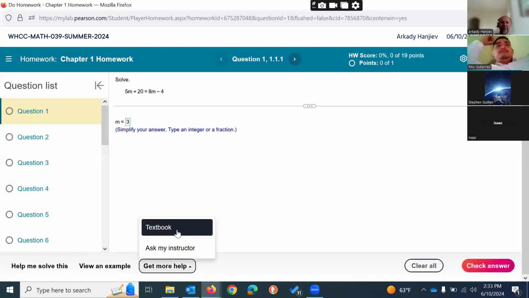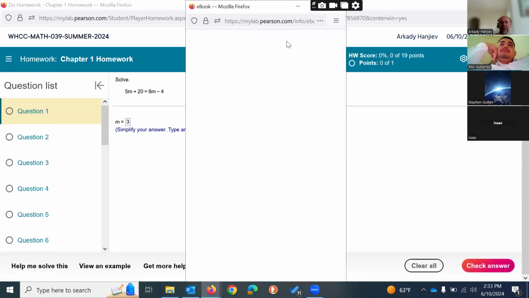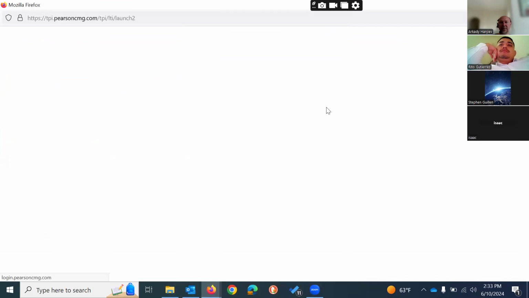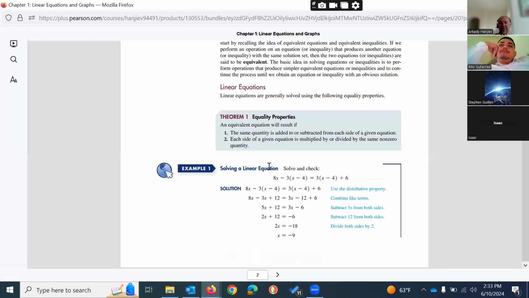If you go to the textbook, it'll get you to the PDF version of the textbook, usually the section that it's from. So we're on 1.1. It'll pop you into the 1.1 section of the textbook. So there it is, and then you can look through it if you need to and go from there.